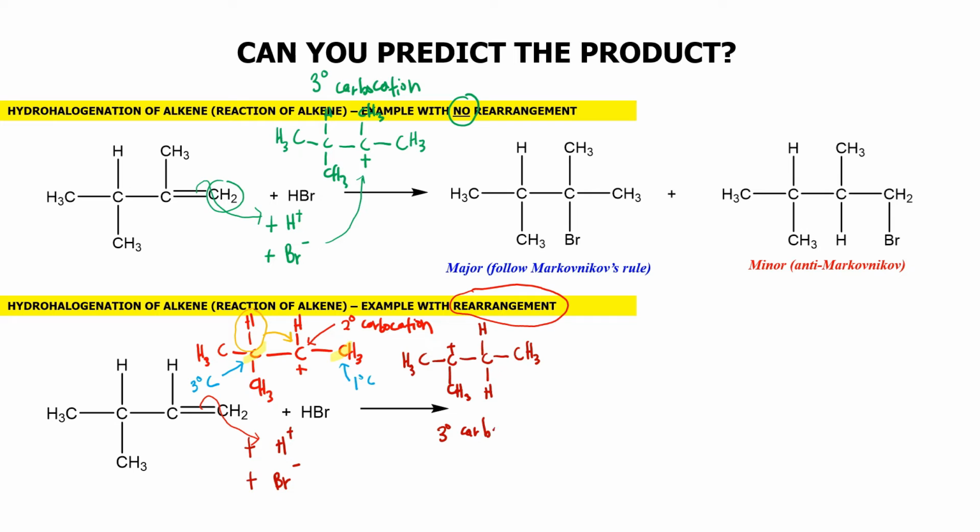Okay, so this is tertiary carbocation. So, kenapa kita kena buat rearrangement? Kerana by doing this rearrangement, kita akan dapat the most stable carbocation.